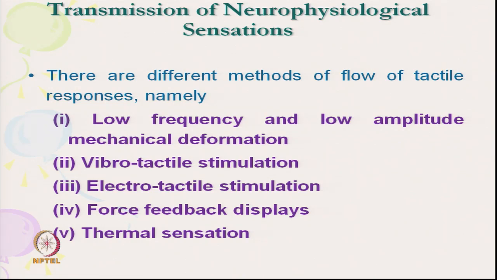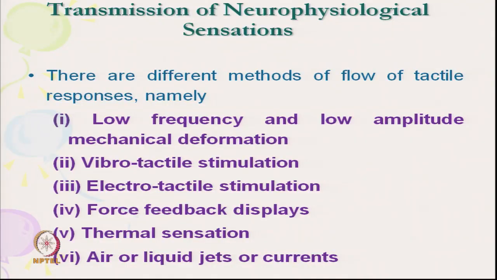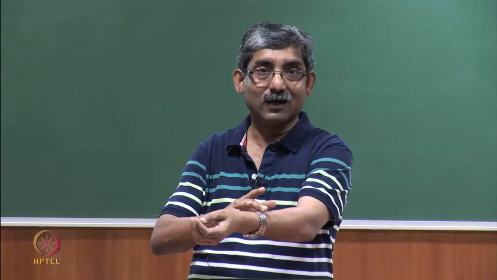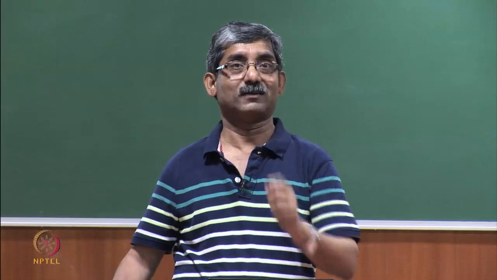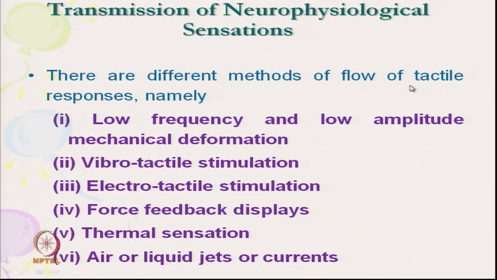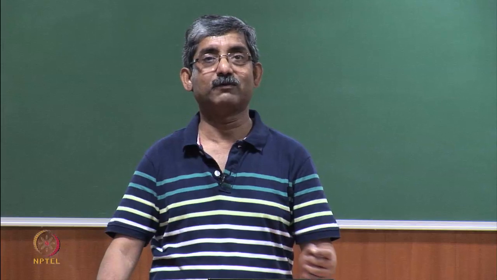So, in all these ways the sensation gets transmitted, and another way is through air or liquid jet or liquid current. So, through air, air is blowing, so that sensation we can get. So, if air is blowing, as we have discussed, through hair follicle nerve endings we get sensation. These are the 6 different ways we get the flow of tactile sensation to our body. Okay. Now, one by one we will discuss the low frequency and low amplitude mechanical deformation.